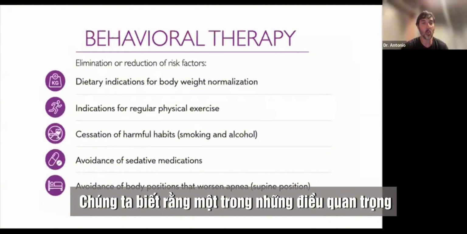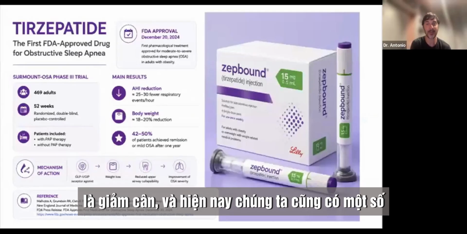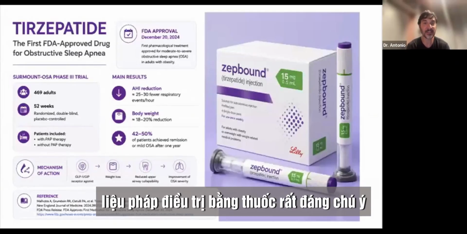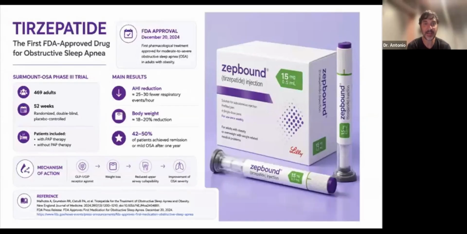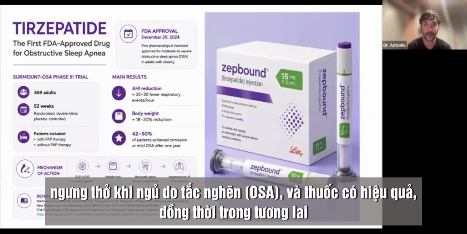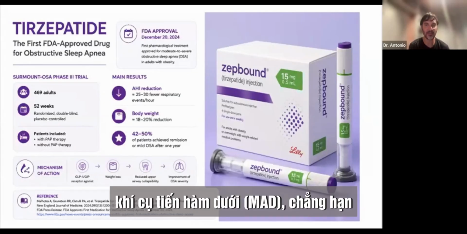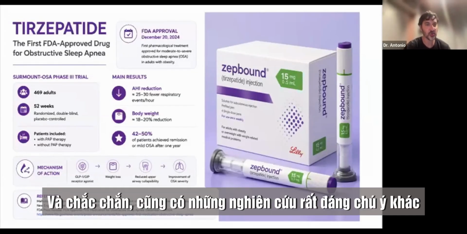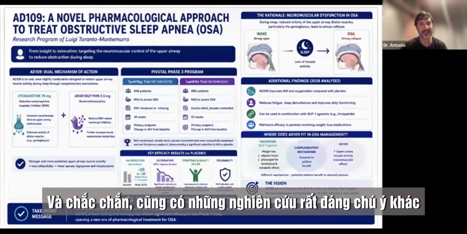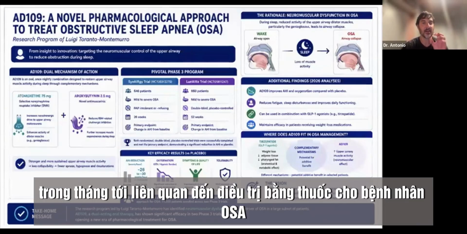We know that one of the important things is to reduce the weight, and now we also have some interesting drug therapies. For example, tirzepatide is the first FDA approved drug for obstructive sleep apnea. It works, and in the future it can be an important medical therapy that we can combine with the MAD device, for example. And for sure, there are also other very interesting studies that are going to be published in the next months concerning drug therapy for OSAS patients.